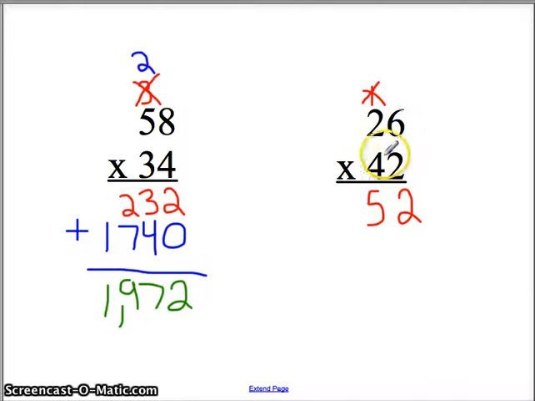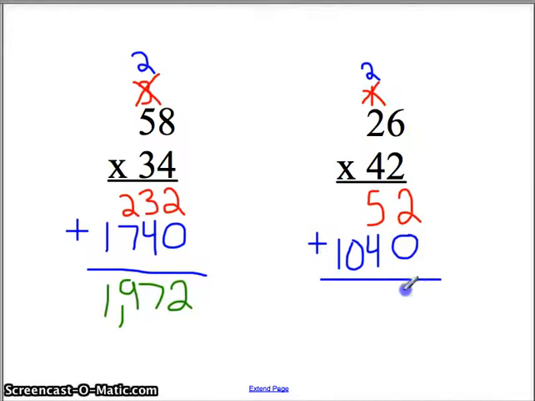Next step, 26 times 4, but it's not really a 4, it's 40. So 26 times 40, I'm going to start by putting a 0 in my ones place. And then now I'm going to multiply 26 times 4. 6 times 4 is 24. Bring my 2 to the top. 4 times 2 is 8, plus 2 more is 10. And the last step in this problem is to add.